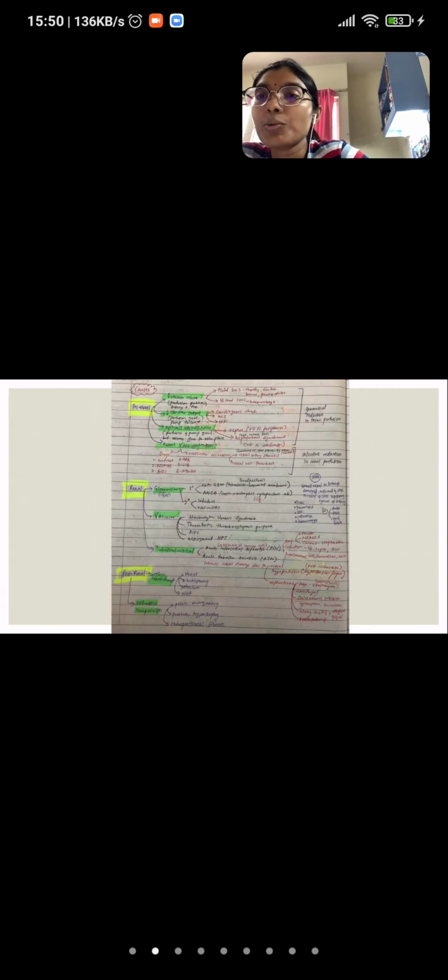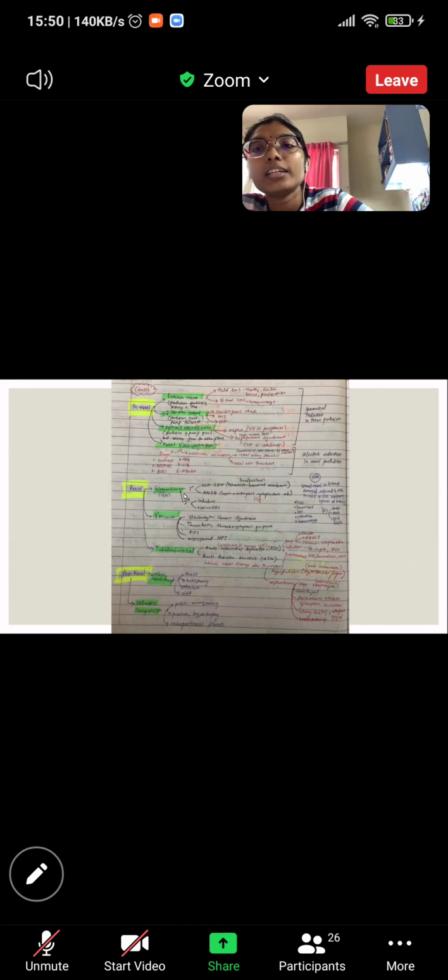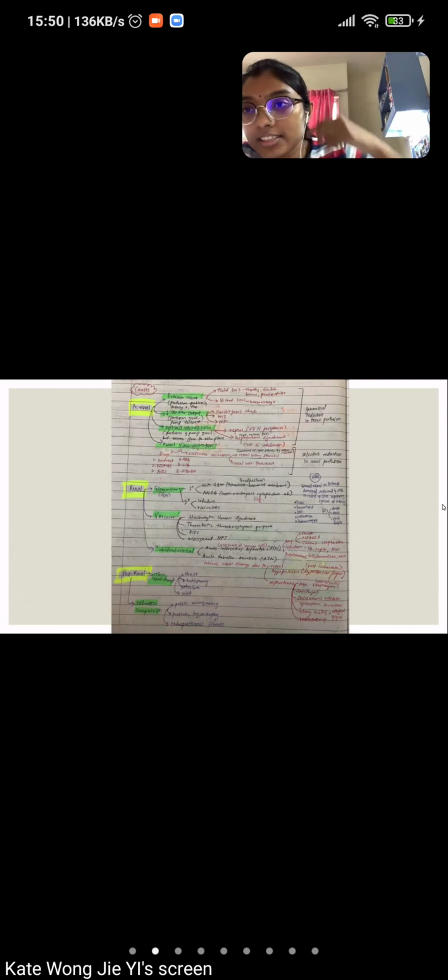And the second one is vascular. In vascular, it can be caused by hemolytic uremic syndrome, thrombotic thrombocytopenic purpura, DIC, or malignant hypertension. And then the third one would be tubulointerstitial, and there are two main causes. First is acute interstitial nephritis.